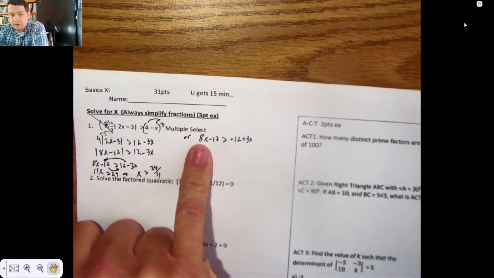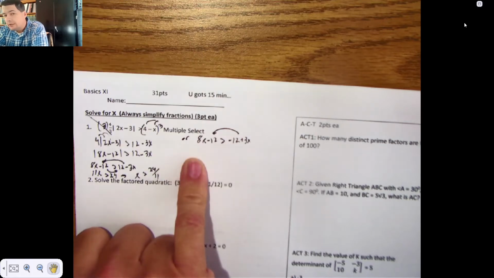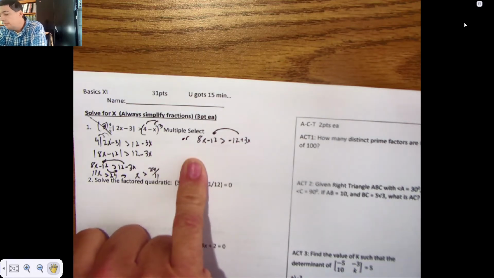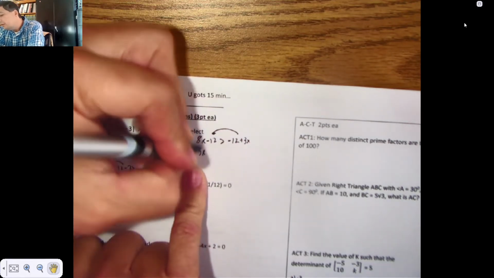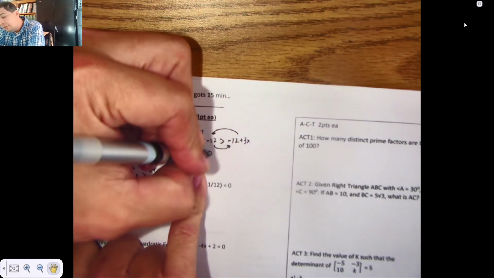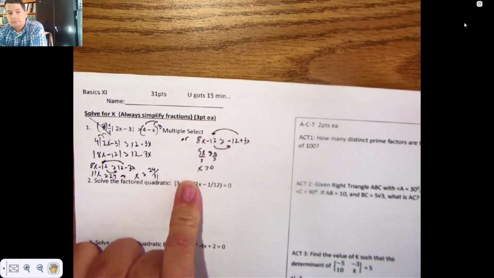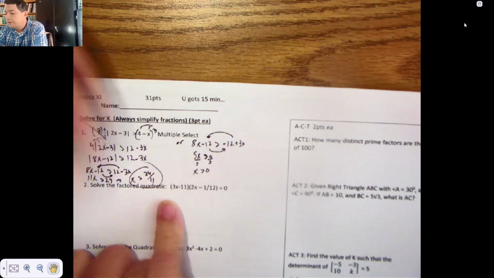Now we're going to do the OR situation. We're going to subtract 3x because if we jump a symbol, inequality or equality, we're going to change sign. And we're going to add 12 to 12. Sorry, we're going to add 12 to negative 12. That's going to give me 0. Divide by 5 and x is greater than 0. Interesting. Now we have two things here. Well, this one would have to win on this example.